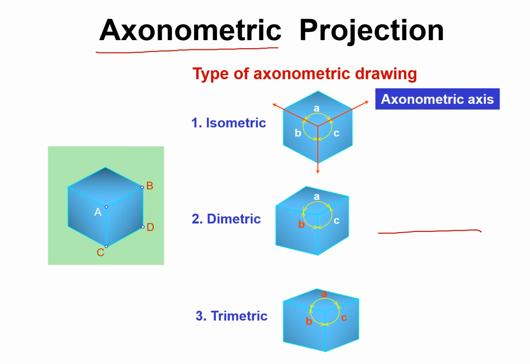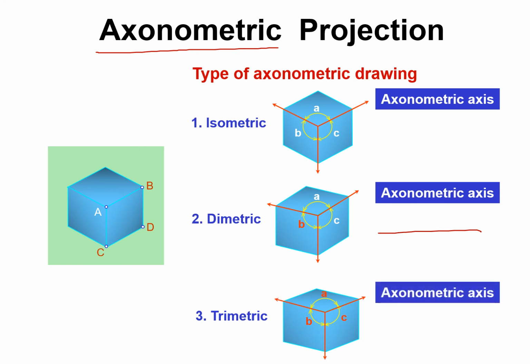These are the axonometric axes again, and you can see how these axes form different angles between each other. When these angles are equal they are called isometric. When two angles are equal they are called dimetric, and when all three angles are unequal to each other, they are called trimetric axonometric projection.